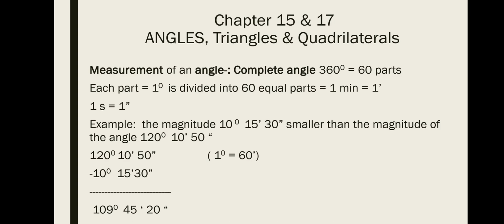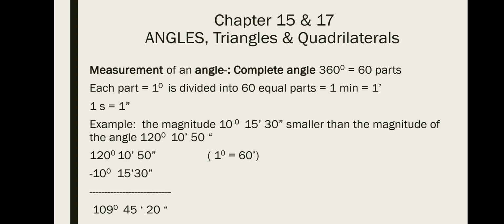So for example, a magnitude of 10 degrees 15 minutes and 30 seconds is read as 10 degrees 15 minutes and 30 seconds. It is smaller than the magnitude of the angle 120 degrees 10 minutes and 50 seconds. Now we have to find their difference, because if it is smaller, we have to find by how much it is smaller.